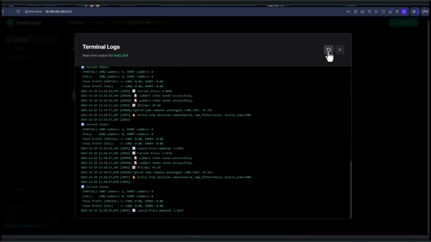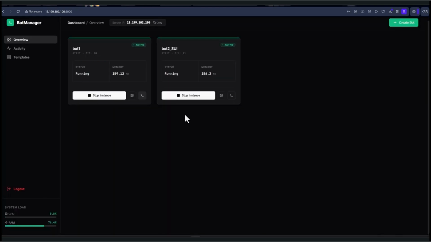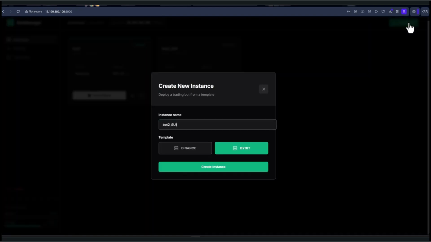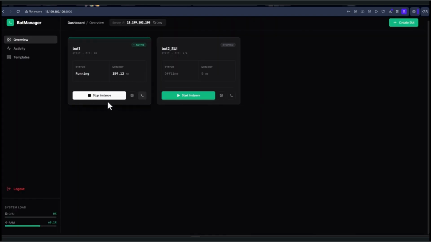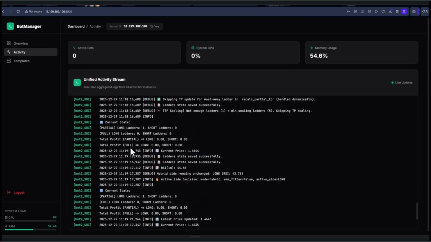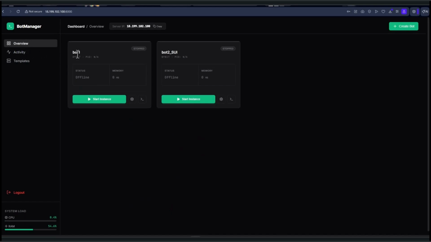3. Position scaling, the ascent. The scaling factor determines the size increase of subsequent rungs, e.g., 1.05 equals a 5% increase. Min scaling ladders: the number of initial rungs placed at base size before the scaling factor kicks in. The TP scaling factor pulls distant TPs closer. Formula: newest ladder size divided by furthest ladder size, times the TP scaling factor. EMA filter: if enabled, the bot only trades in the direction of the EMA, e.g., price greater than EMA equals longs only.